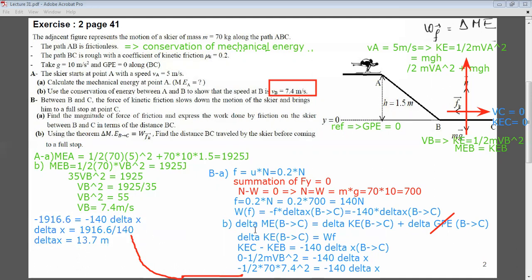So this is just a continuation of it. In this question, we revised kinetic energy, GPE, and conservation of mechanical energy, which applies because there is no friction between A and B. Then we revised the work energy theorem. We revised how to get the work of a force. So the work of a force is Fx delta x, right? We remembered how to solve for F. We use summation of y equal to 0. So we revised most of the ideas in this chapter.